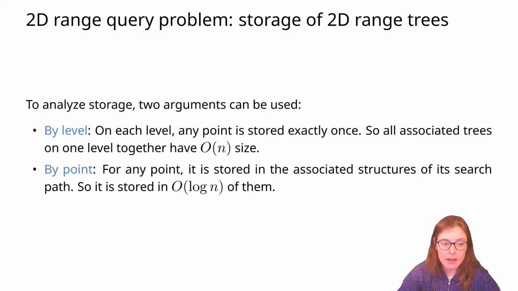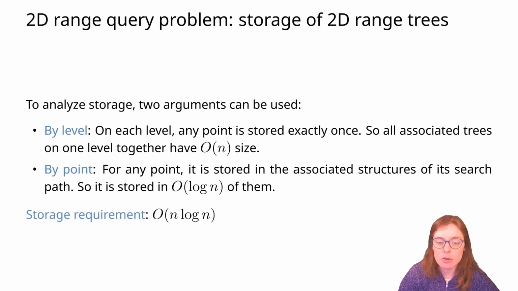The second way of analyzing this is by a point. For any point, it will only be stored in the main tree or in associated structures of all the internal nodes on the path from that point to the root. So each point is stored at most a logarithmic number of times. Both arguments give the total storage requirement of big O of n log n.